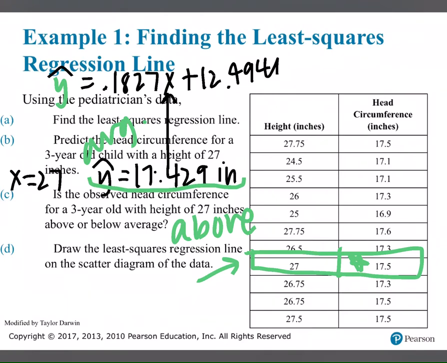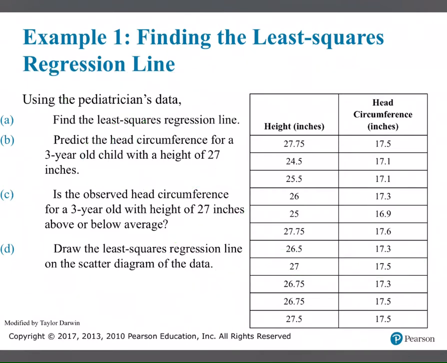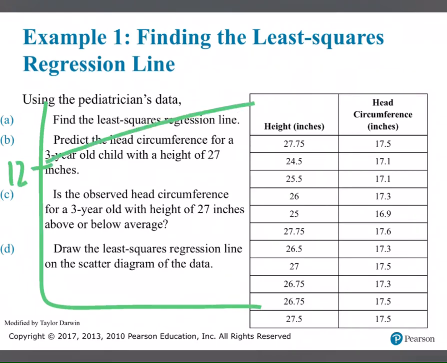It says draw the least squares regression line. I'm going to show you what that looks like on another slide, so I'm not going to do that right now. But an idea of what it looks like is that it starts at about 12, and because it's a positive slope, it's slowly going to be going up.